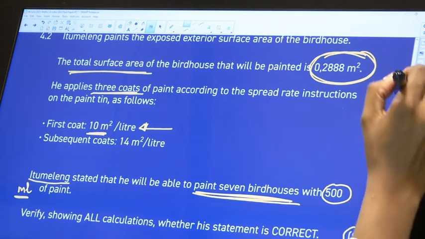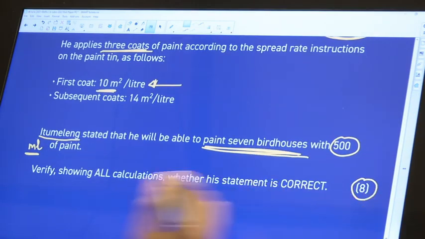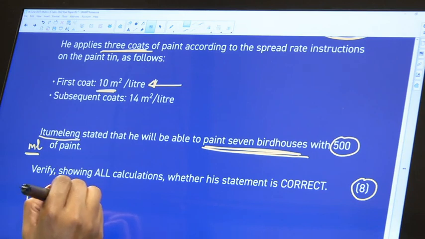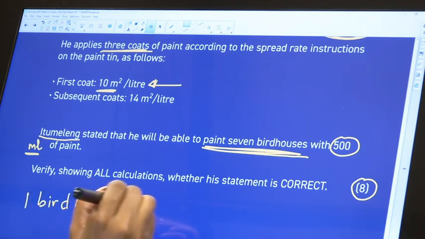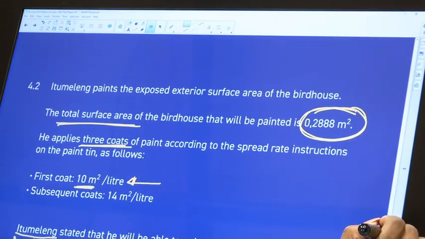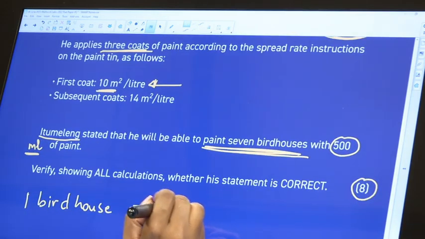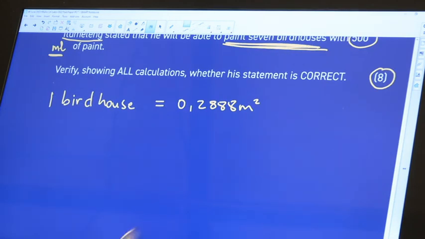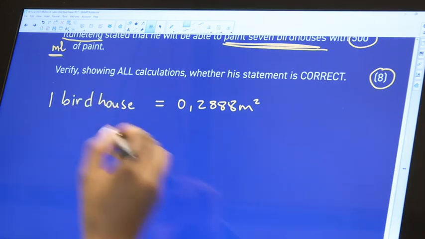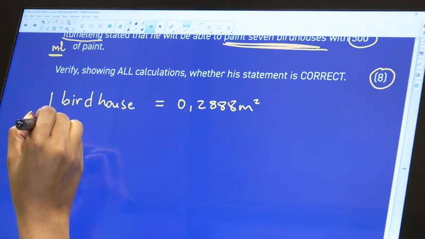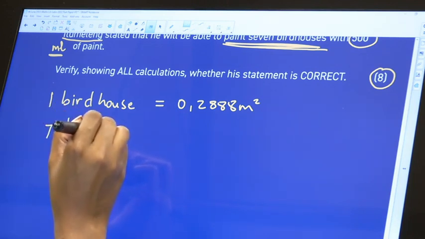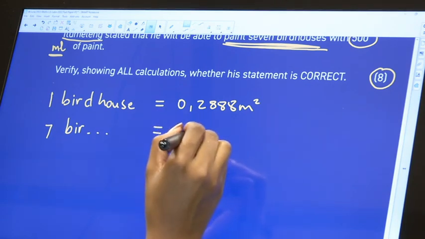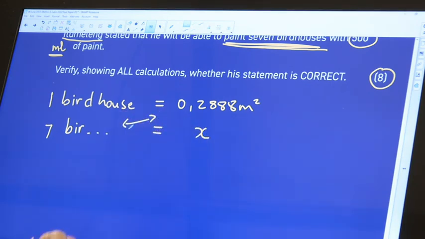So if one birdhouse is equal to 0,288 meters square, that's how much we need to paint for one birdhouse. So he is going to paint 7 birdhouses, firstly. 7 birdhouses that he's going to paint. So we need to know how many meters square in total we are going to use for this.